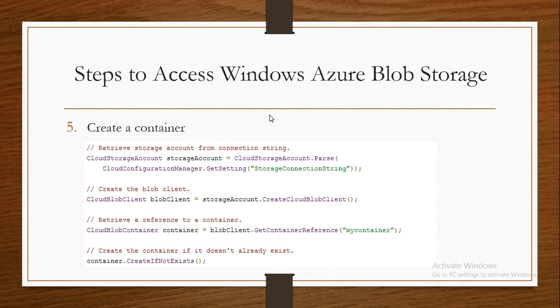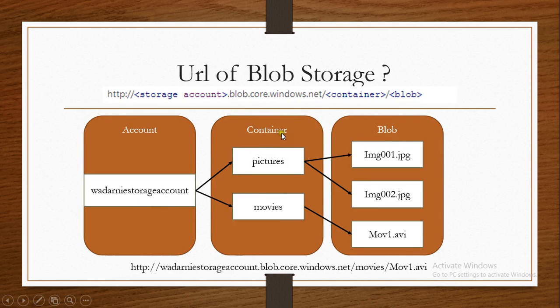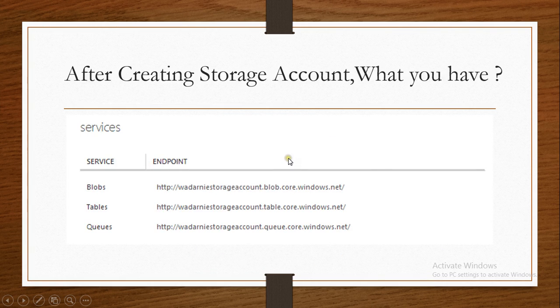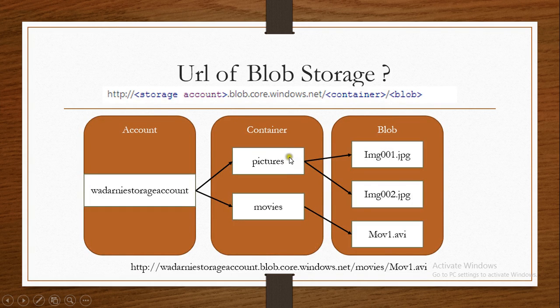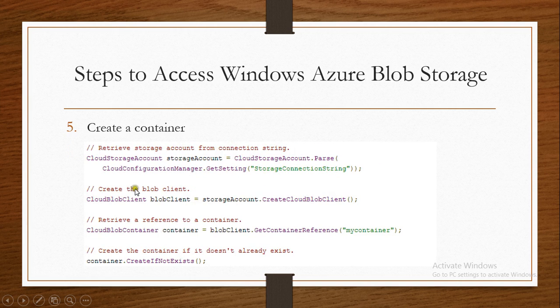Now I have to create a container. Why do I need a container? As I said in my previous slide, if I want to place some image or play a movie, any of these blobs, then I need a container. First I have to create a container in my application, and once I create a container, I can place all my images inside it. So this is how I'm going to create a container.